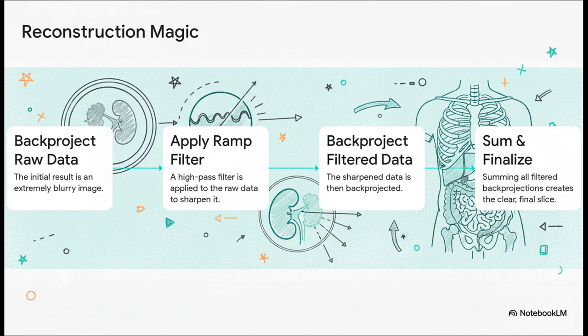It's kind of like taking a blurry photograph and applying a special filter in software that just instantly sharpens all the edges. The algorithm removes the fuzziness from the raw data before assembling the picture. And when all that newly sharpened data is put back together, the blur just cancels itself out. And what you're left with is that crystal clear slice of the body.